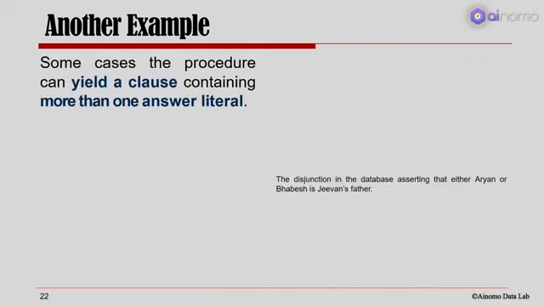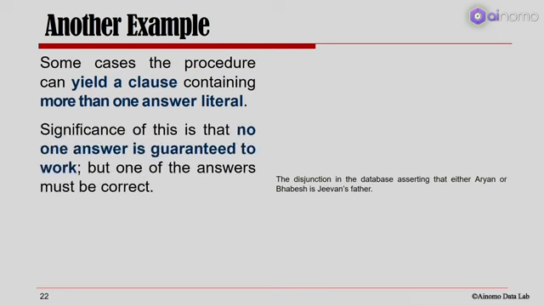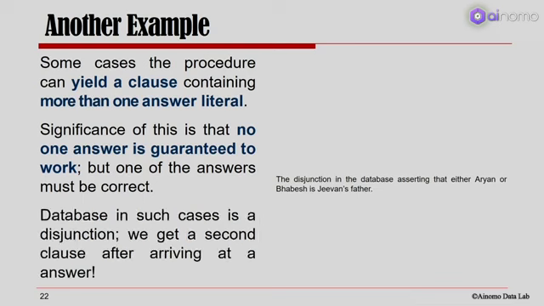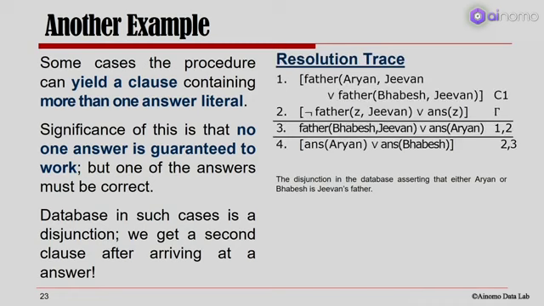Now, instead of that, if I have cases that have disjunctions in the database, I can yield a clause containing more than one answer literal. Significance of this is that no answer is guaranteed to work, but then one of the answers must be correct. So, let us try to understand this with an example. Here is an example where I have a disjunction in the database.